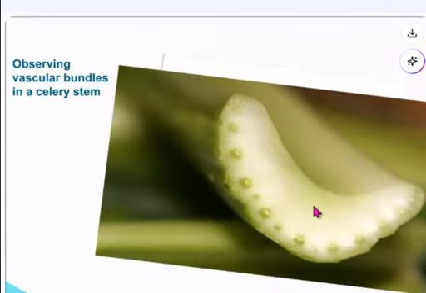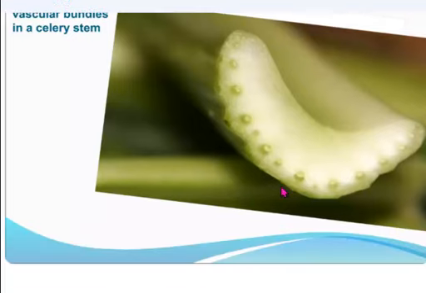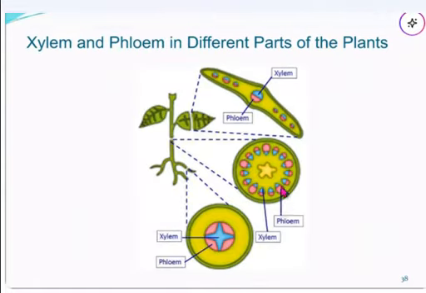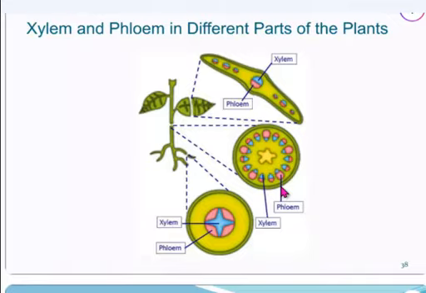Observing a vascular bundle in a celery stem. You can see that now, using that image on the screen. The xylem and the phloem in different parts of the plant. You can see how they look in different parts of the plant. You can see the way they work side by side together. That is what we refer to as the vascular bundle.